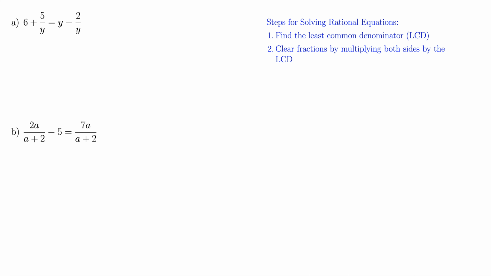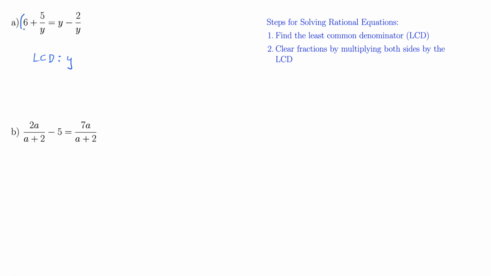So let's take a look at part A here. We have 6 plus 5 over y equals y minus 2 over y. First thing we do is find the LCD, least common denominator. You could write all these over 1 if you wanted to, and we look at all these denominators here. All I'm seeing is y, so our LCD here is y.